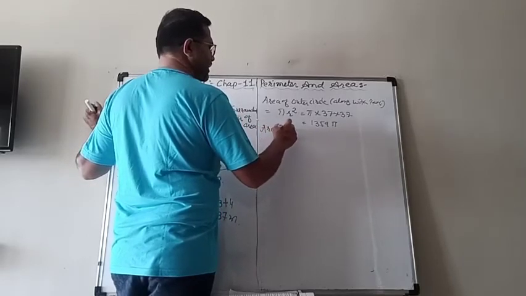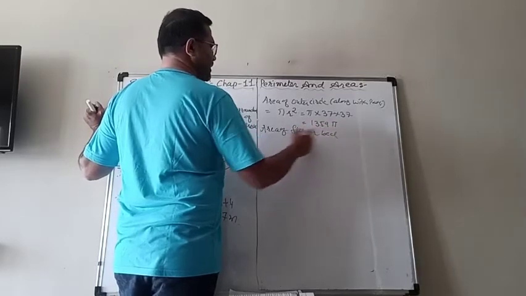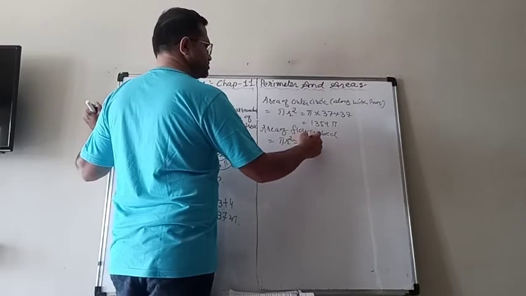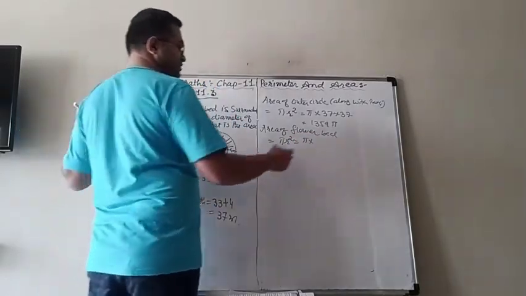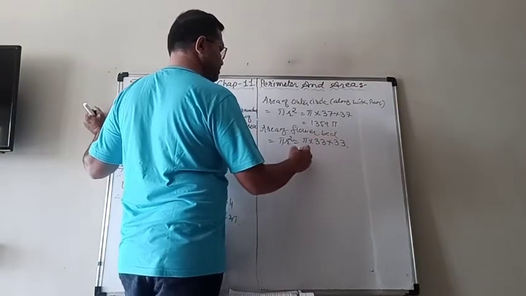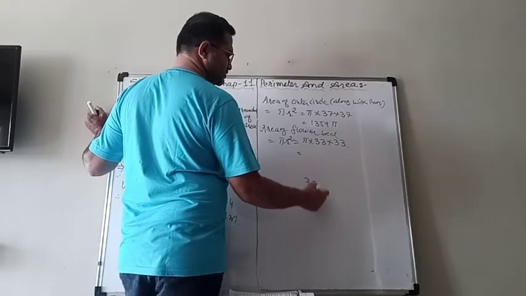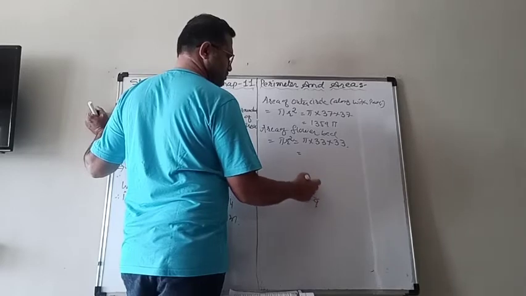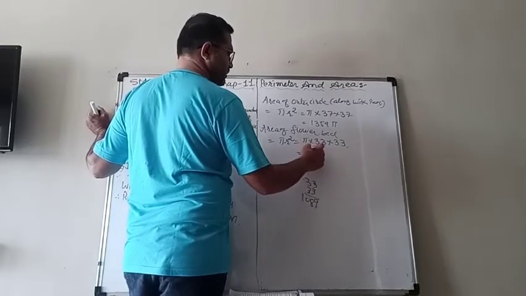Now area of flower bed, also pi r square, but it has radius 33 meter. So 33 into 33. Now 33 multiplied by 33, 1,089 pi.